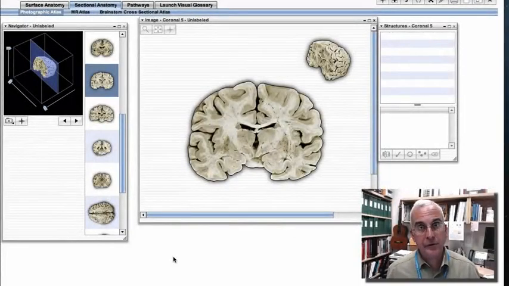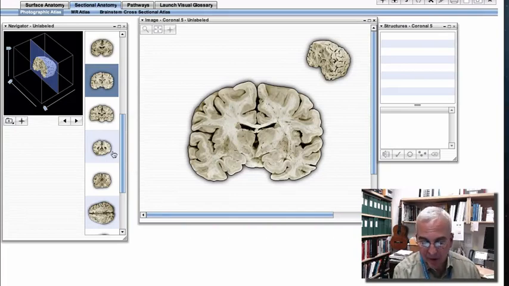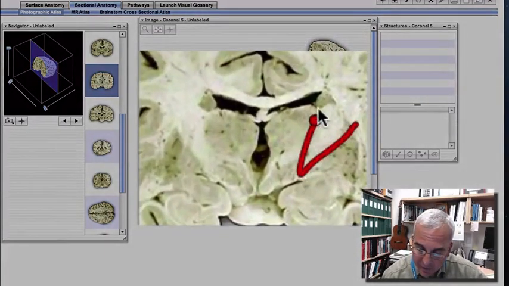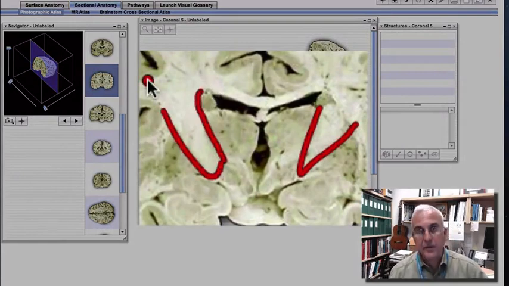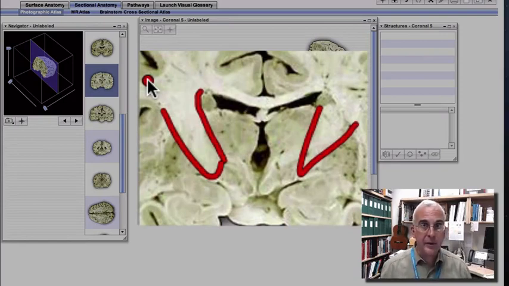Well, here we are in Sylvius, and I've jumped into our photographic atlas looking at sectional anatomy, and we're looking at a section roughly through the middle of the brain in the coronal plane. And what I want to draw your attention to is the presence of the internal capsule. So there's a bit of white matter that's making its way through the middle of the hemisphere, separating the thalamus and the caudate nucleus on the medial side from the putamen and globus pallidus on the lateral side.